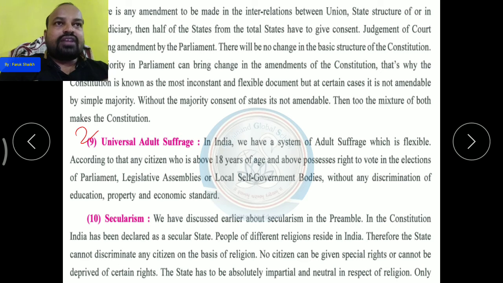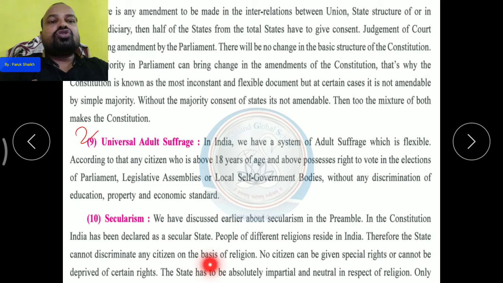If at the age of 18 a Muslim gets the right to vote, then a Hindu also gets the right to vote. There is no discrimination. It is not that Hindus have to vote only after 21 years. No, all citizens of India will get the right to vote at age 18. There is no discrimination according to religion.